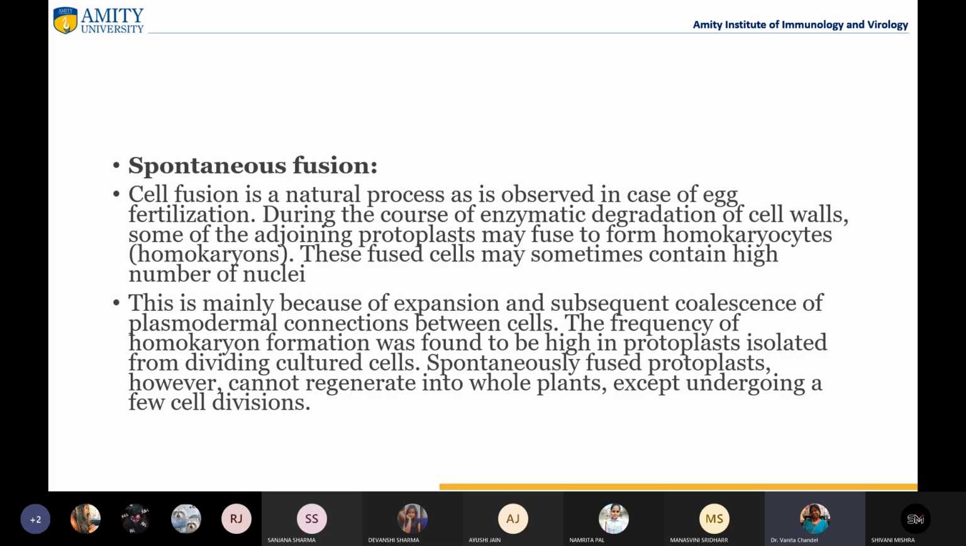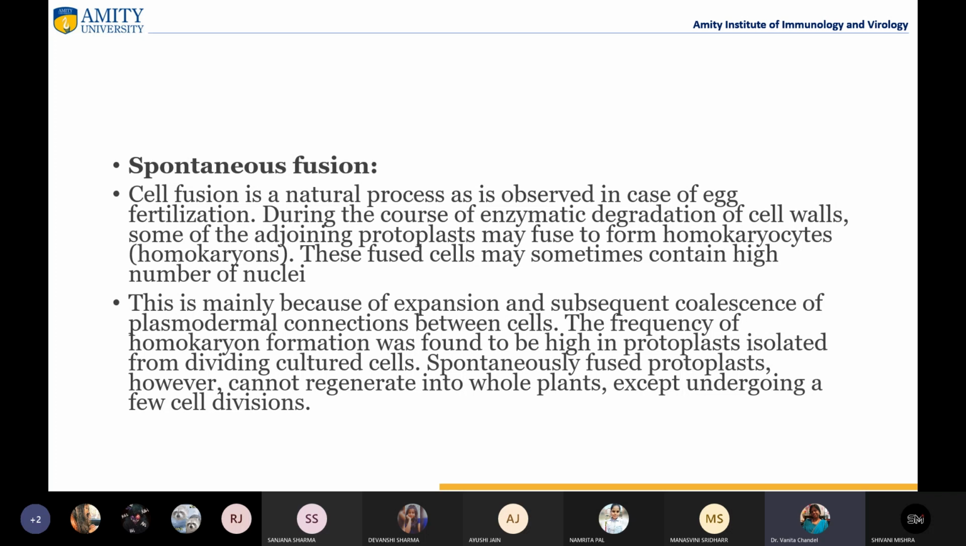So first is spontaneous fusion. As we all know, cell fusion is a natural process. For example, it is seen in egg fertilization, and during the course of enzymatic degradation of cell walls, some of the adjoining protoplasts can also fuse to form homokaryocytes or homokaryons, right? These fused cells may sometimes contain a high number of nuclei, more than one nucleus also. This is mainly because of the expansion and subsequent coalescence of plasmodesmatal connections between the cells.